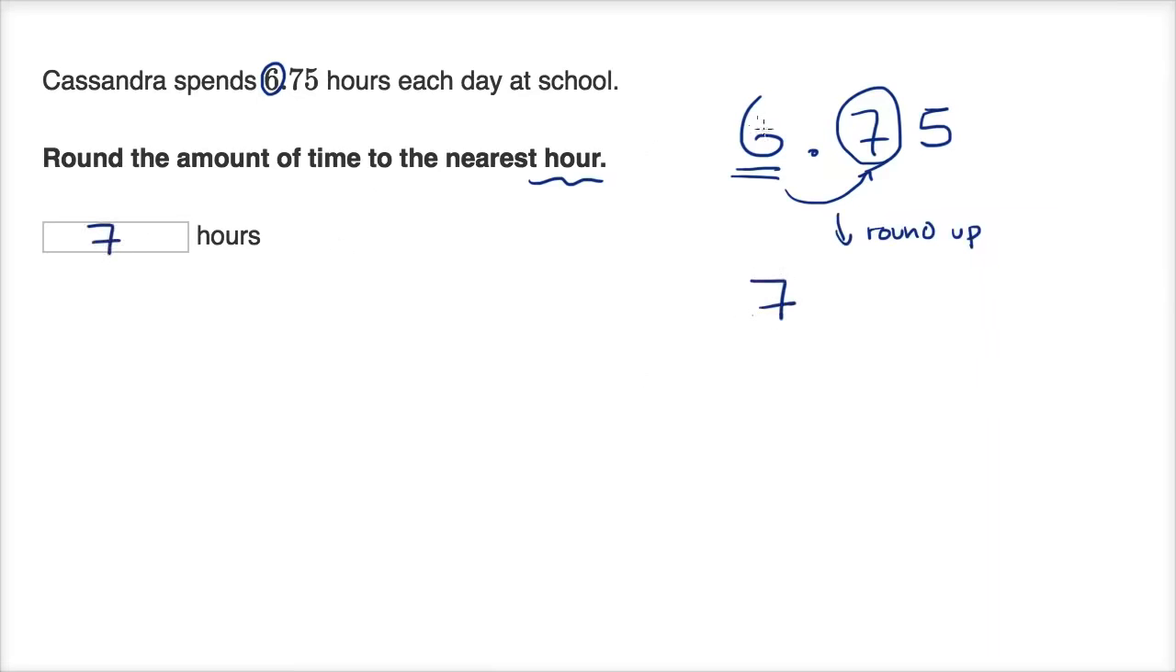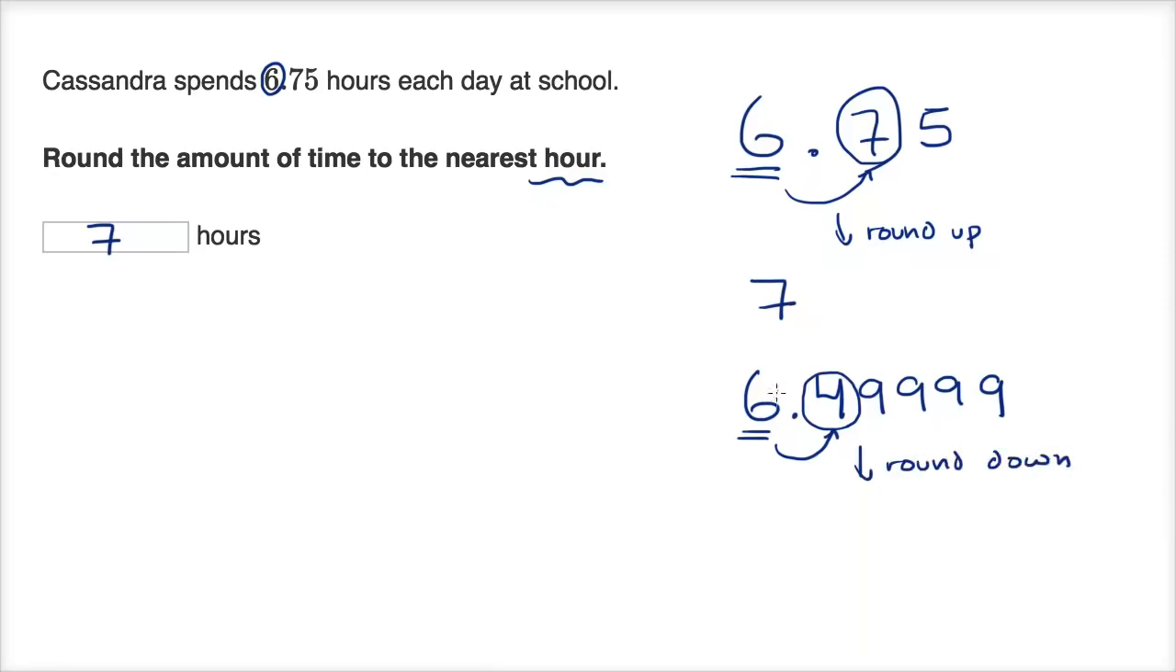So 7 hours. If this was 6.49999, once again, if we're rounding to the nearest hour, we go one place to the right. It doesn't matter that we have all these 9s here. We'd say, hey, look, 4 is less than 5. Therefore, we should round down. And you would round down to the next hour that's below 6.4999999, which is 6 hours. But in this case, we had a 7 in the tenths place, which is definitely greater than or equal to 5. And so we would round up to the next hour, which is 7 hours.